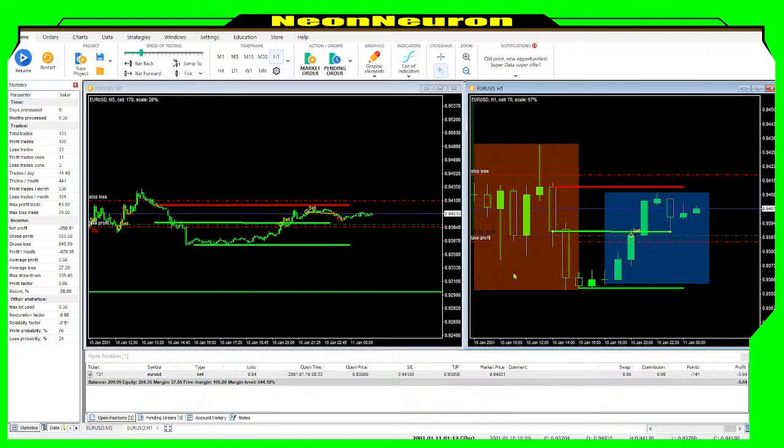Okay, I'm seeing a reverse N formation. We have the down and then up. So probability is that price is going to go here and then sellers are going to push it down. So I'm going to wait. I'm going to let it play out.